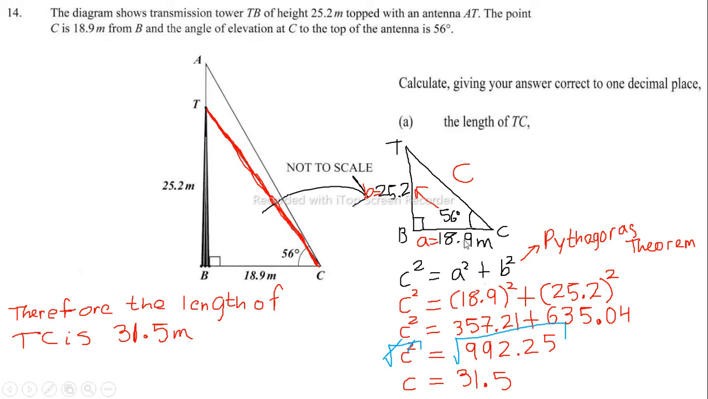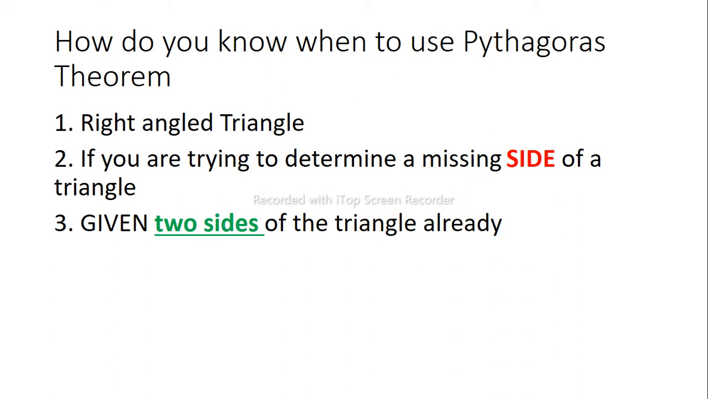Very good. When two sides are given, and when we have to find what? The third side. It doesn't have to be the longest side, but just the third side. So the criteria for Pythagoras theorem is that we must be dealing with a right angle triangle. We have to be determining a side of a triangle, not an angle. And once we're given two sides of the triangle already, then we could use Pythagoras theorem.